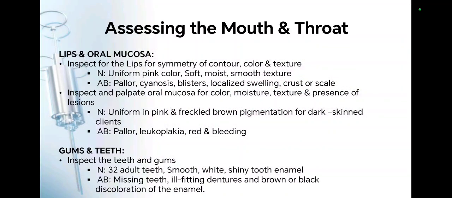And then for the abnormalities, you may check for any missing teeth, and then you have to identify what part of the teeth was missing, ill-fitting dentures, and brown and or black discoloration of the enamel.